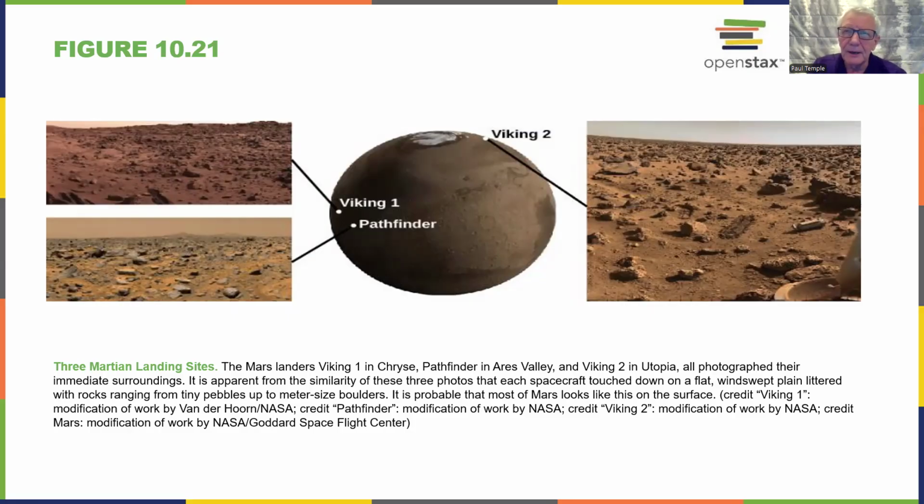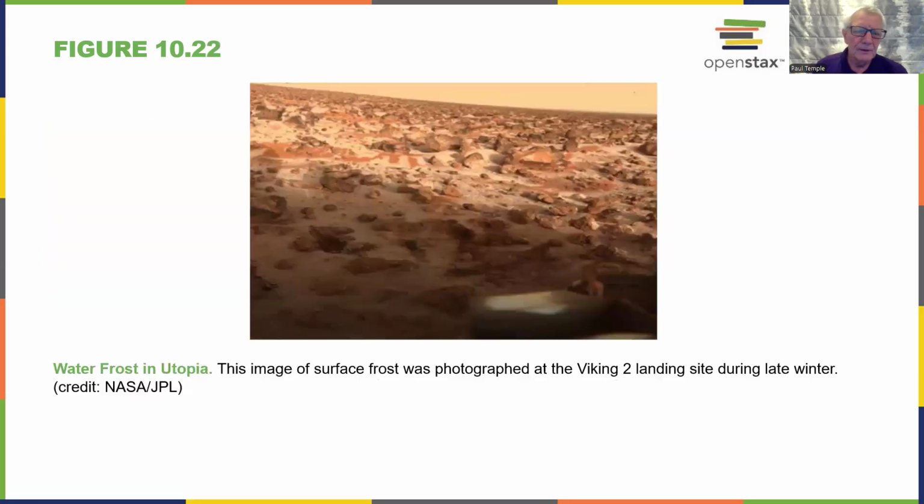They found, oh my gosh, what do they call that? It's like OxyClean, and you put something in it and it makes it fizz. It's the same type of thing that's on the surface of Mars. This is water frost in Utopia. So frost does sometimes form, it gets cold enough that the water does come out of the atmosphere.